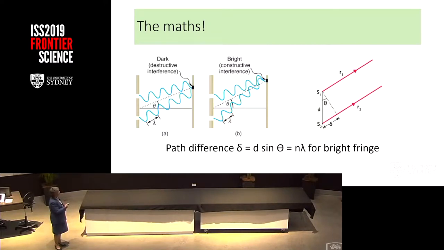But if d is the separation of the slits, this length is d sine theta. And that theta is the same as this theta. It's the direction the beam is going in. Are we okay so far? Great. Okay, so crucial formula to hang on to.